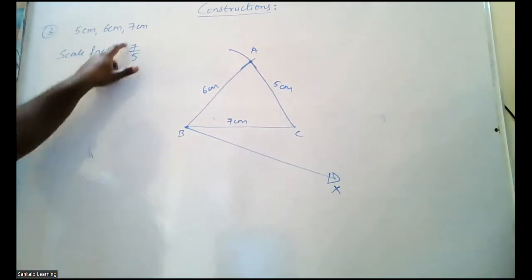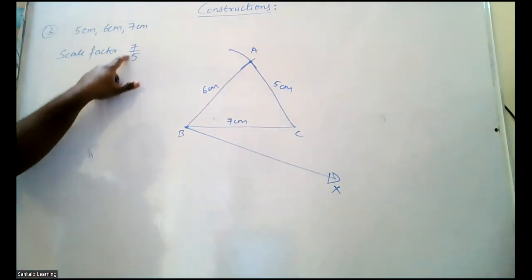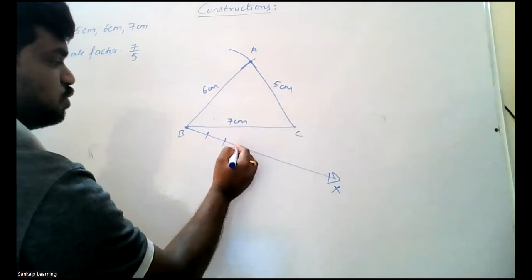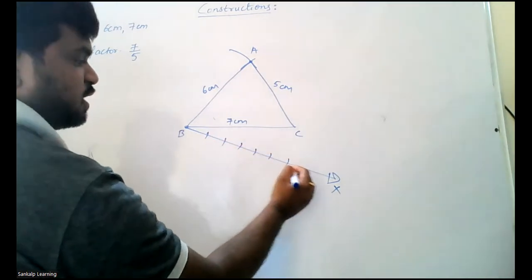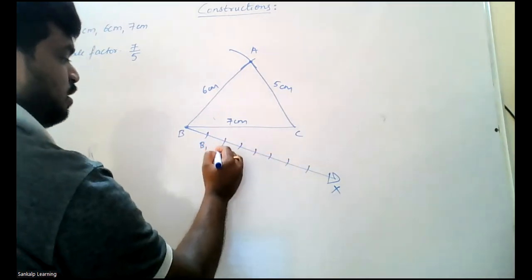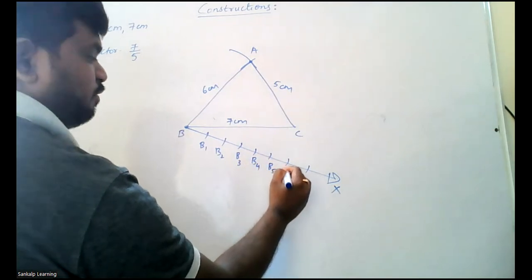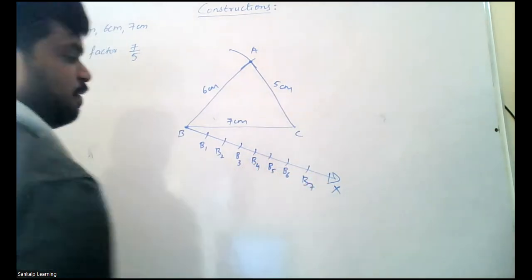Now, how many arcs should be cut? Out of these two, which is the bigger number? 7 is the bigger number. So we have to cut 7 arcs. 1, 2, 3, 4, 5, 6, 7. So name them B1, B2, B3, B4, B5, B6, B7.